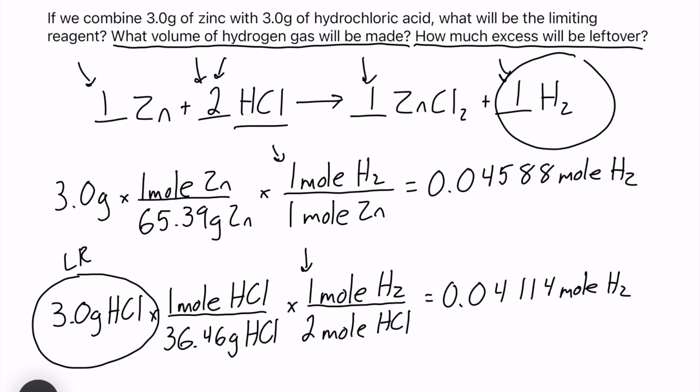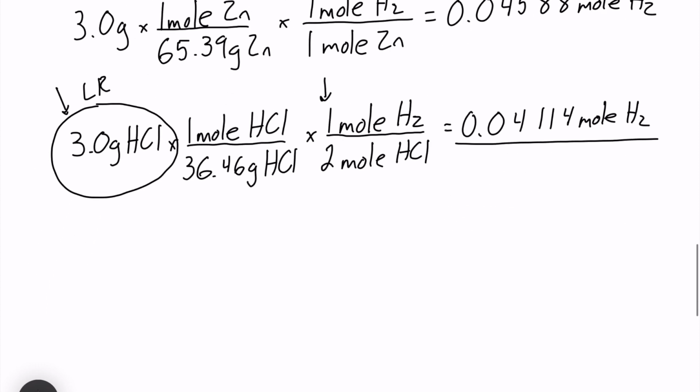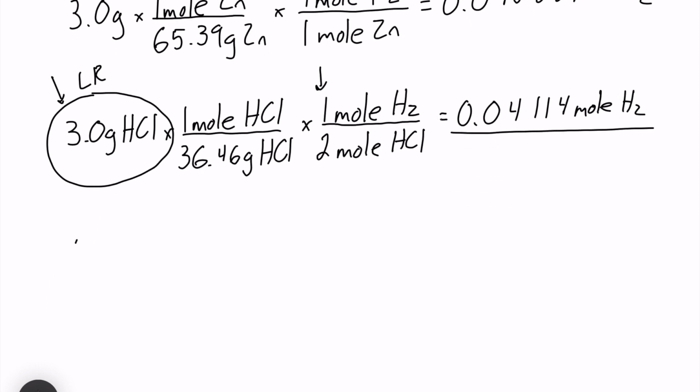So because we know that 3 grams of HCl is our limiting reagent, we can just go from the amount of hydrogen gas produced by our limiting reagent to the volume of H2. And then that's just going to be a one-step conversion. So let's go ahead and do that right now. So we have 0.04114 moles of H2, and we are converting to volume.